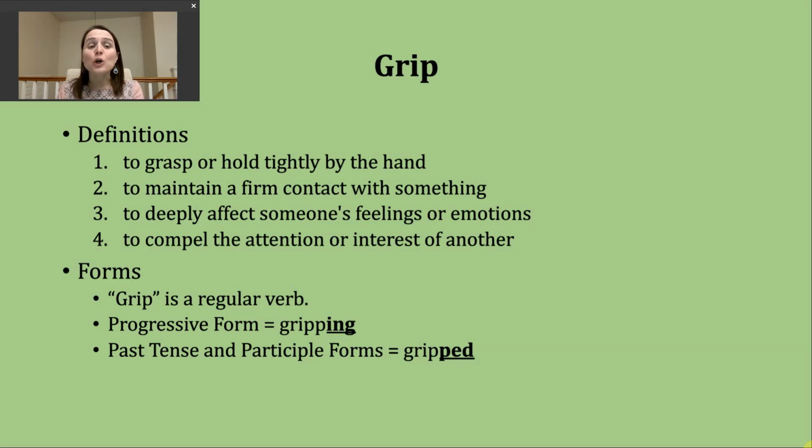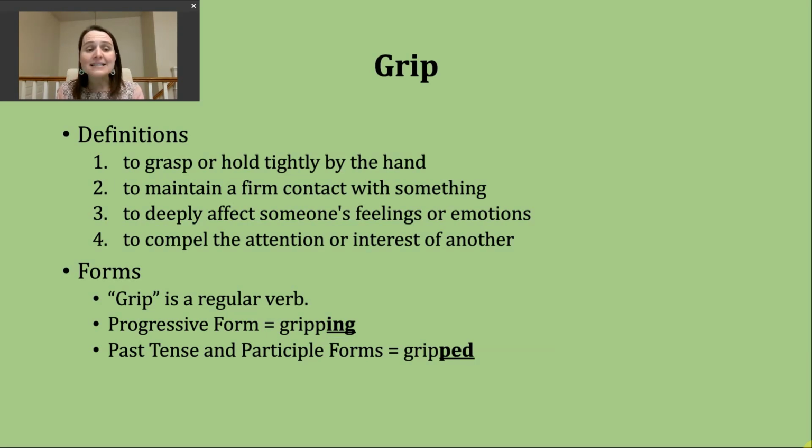You should know that grip is a regular verb. To make the progressive form of this verb, I'm going to need to double the P, the ending consonant there, before I add ing. And the reason I'm doing that is I have a one syllable word with one vowel, and it ends with consonant vowel consonant. So that requires me to double the last P there. That's going to form gripping.